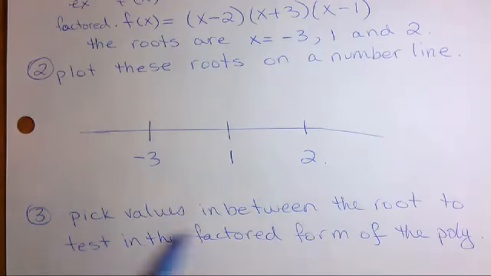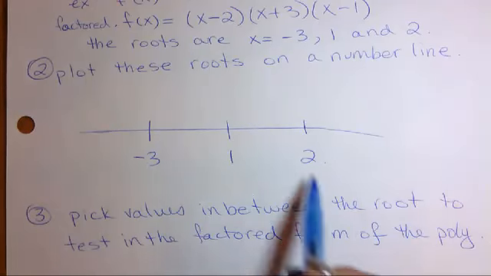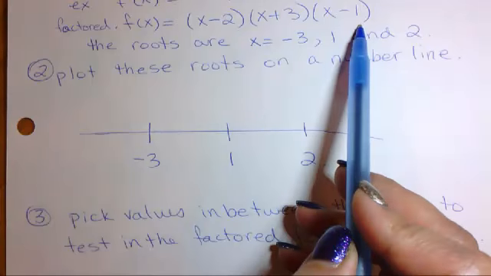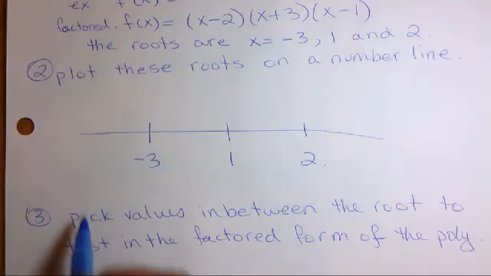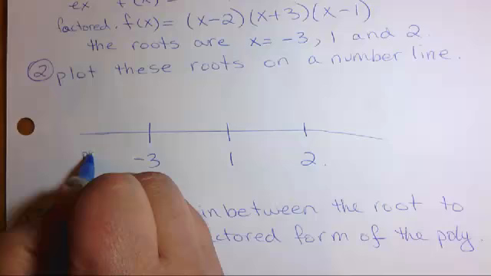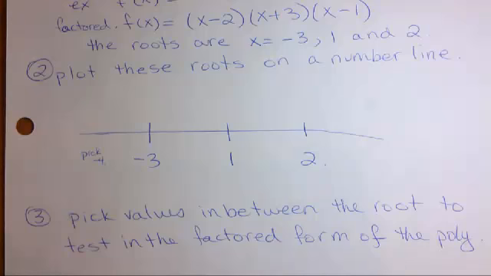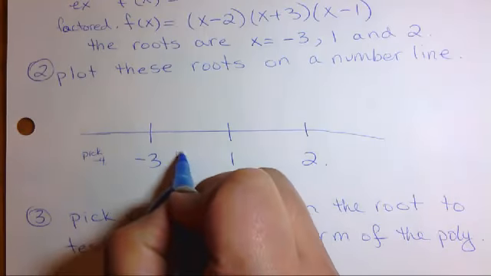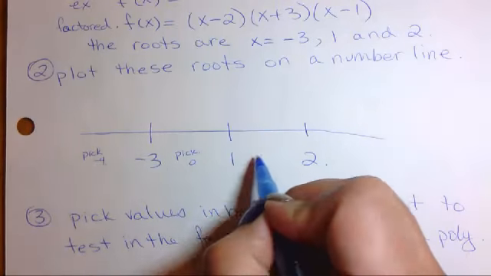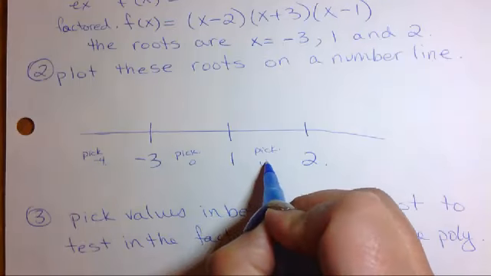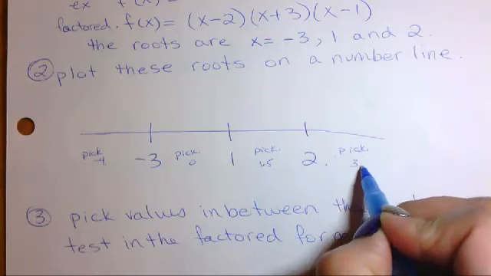We're going to choose values in between the roots and test them in the factored form of our polynomial. So let's see, -3. I want to pick a value that's more negative than -3, so let's pick -4. Here you want to pick a value between -3 and 1, so let's pick a nice easy number, 0. Over here, pick a number between 1 and 2, so we'll pick 1.5. And then pick a number that is larger than 2, so we can just pick 3.